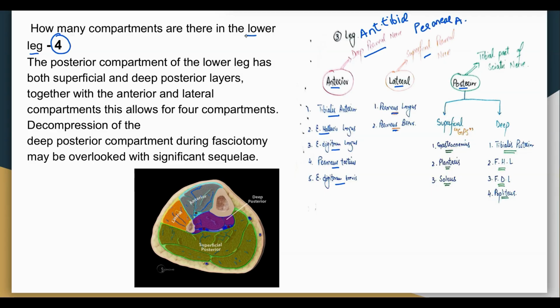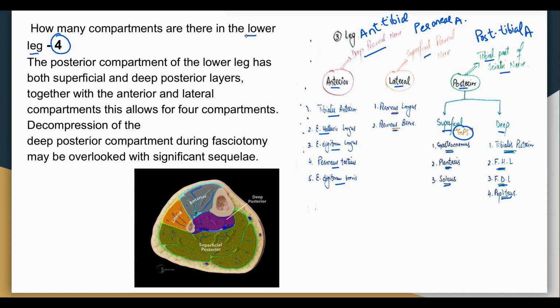The posterior compartment is further divided into the superficial and the deep. In the superficial, we have the gastrocnemius, plantaris, and soleus. For this, the mnemonic is GPS. For the deep compartment, we have tibialis posterior, flexor hallucis longus, flexor digitorum longus, and popliteus. The whole posterior compartment, the superficial and the deep, is supplied by the tibial part of the sciatic nerve, and the blood supply is by the posterior tibial artery.